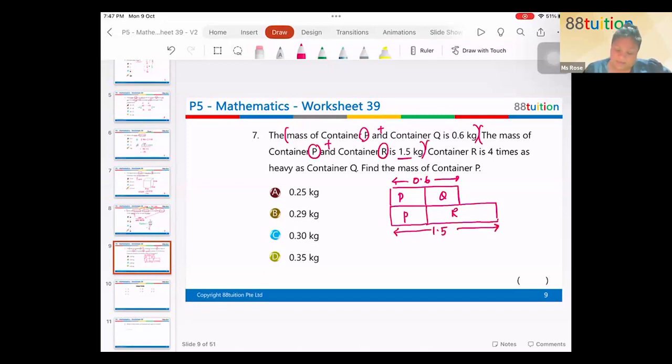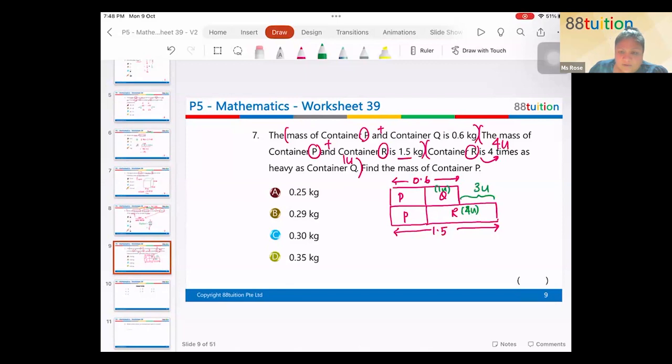Okay. And they tell us that container R is 4 times as heavy as container Q. So if container Q is 1 unit and container R is 4 units, that means this part here is your 3 units. Can you see that? Got it? So what do we have next?